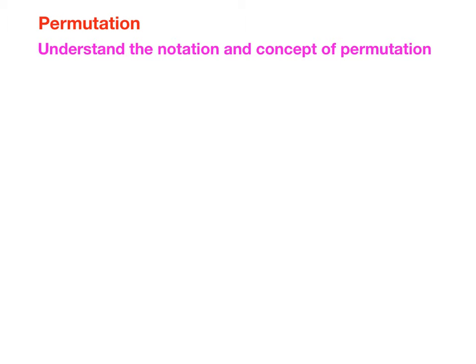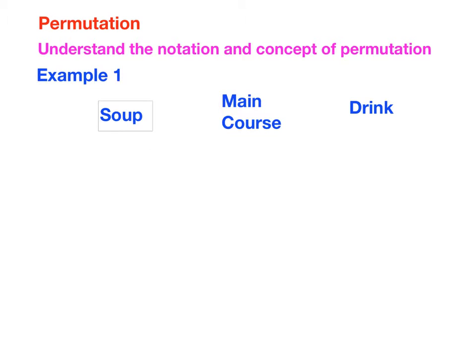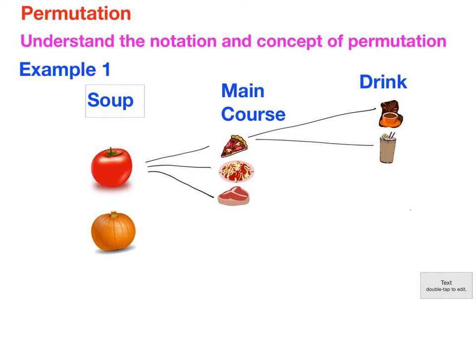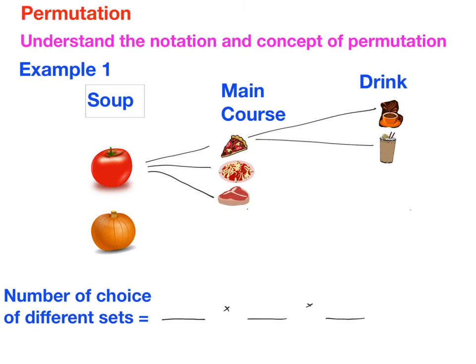In this video, we are going to understand the notation and concept of permutation. In a dinner set, you have to choose soup, main course, and drink. So, what is the number of ways you can choose a different dinner set?